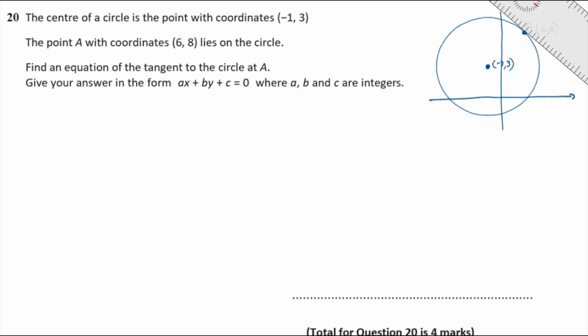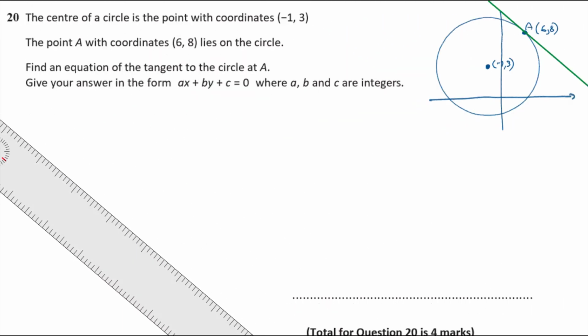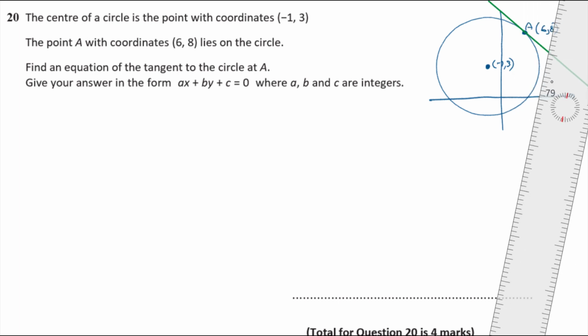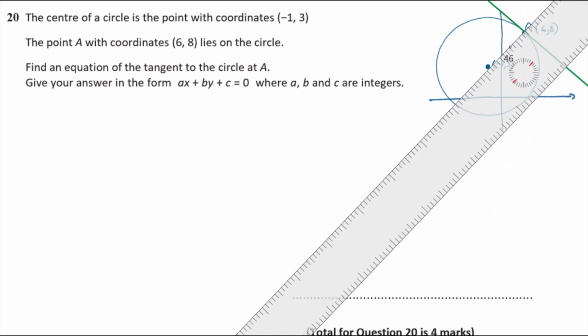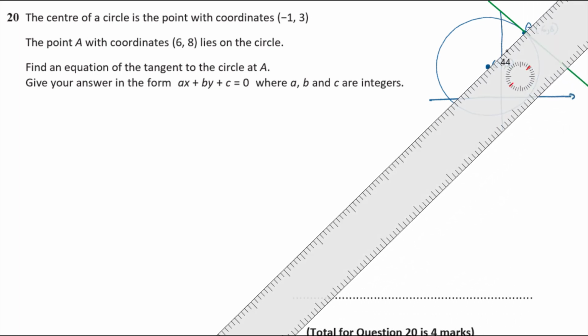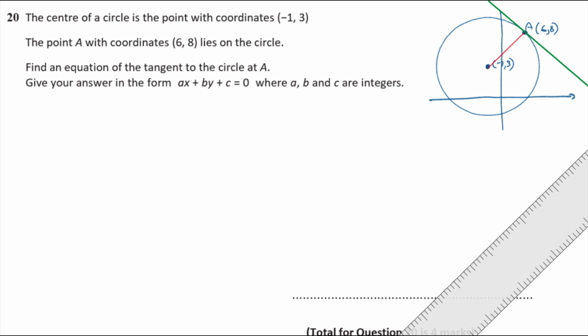So my tangent is going to be down here, somewhere along there. Okay, we need to find the equation of that line. Now I do know that a radius and a tangent are at right angles, aren't they? So I can use my circle theorems to help me here. So I know that that is a right angle. Okay, so that gives me a bit of a plan then.